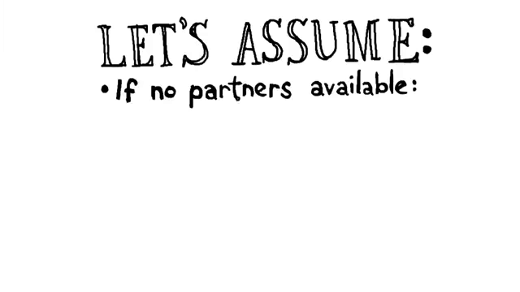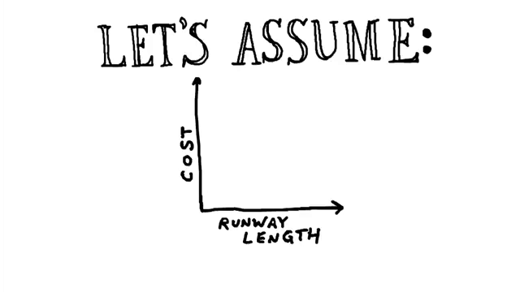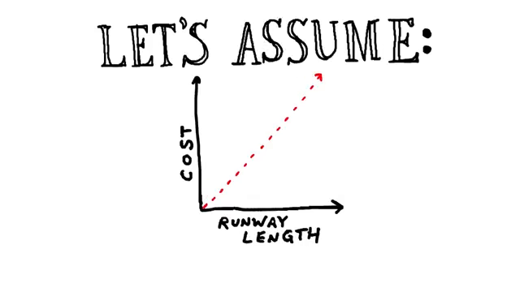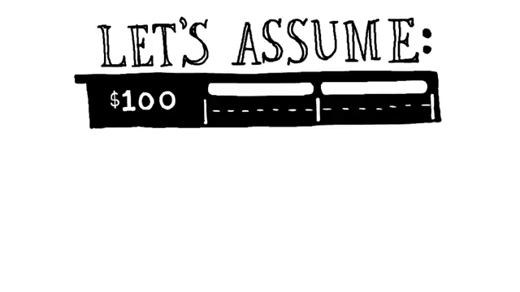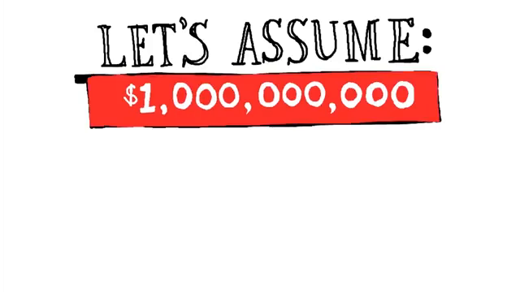Let's assume if there were no partners available, each airline would be willing to pay the full cost of a runway long enough for its planes. We're also going to assume that the cost of building a runway increases linearly with its length. In reality, large planes require runways that aren't just longer but wider and capable of bearing a lot more weight. To keep the math simple, we'll call the cost of building each 1 unit stretch of runway $100, though actual runways cost much more, in the order of $1 million to $1 billion.